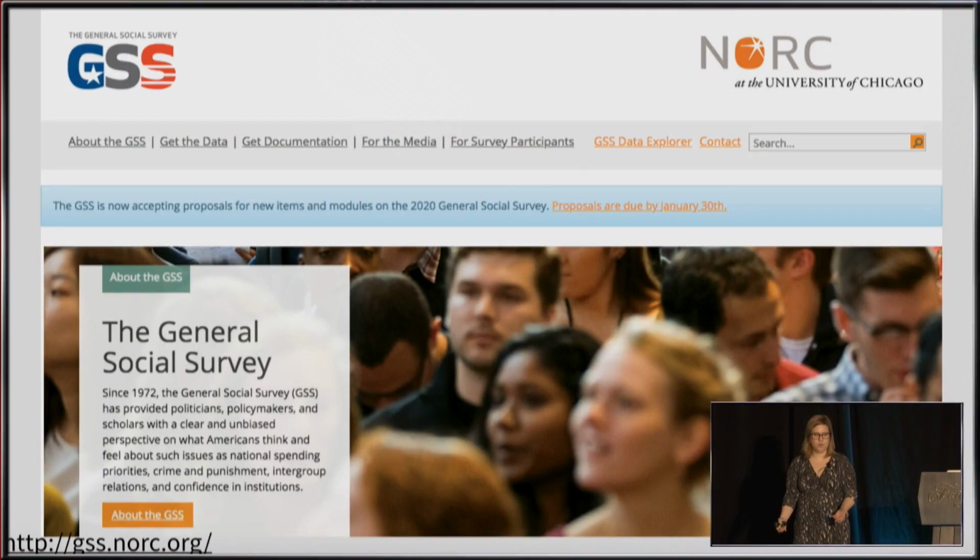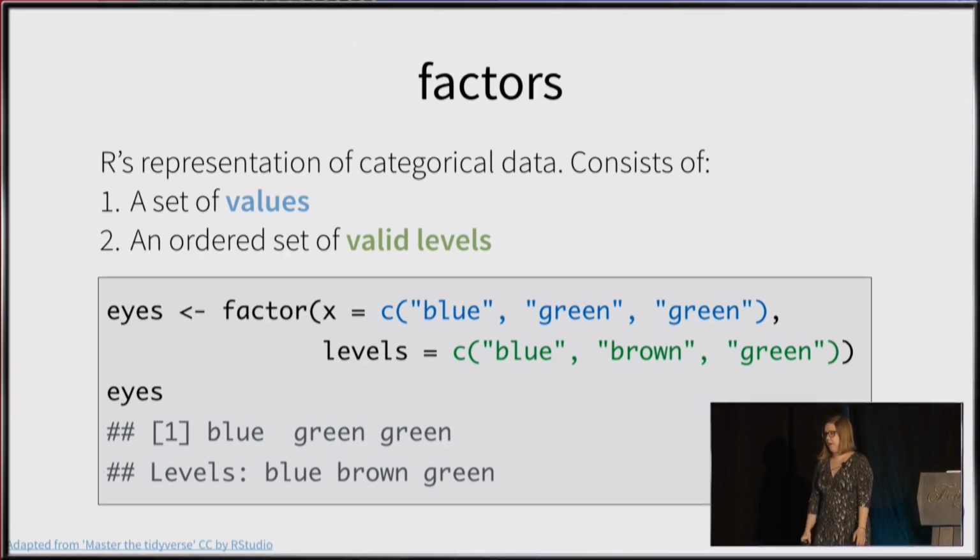So I had a group one year that wanted to use data from the General Social Survey, which is housed at the University of Chicago, which is the survey that's been going on since 1972 to ask questions about Americans about their life. So this is a data set that sociologists love to use, and it's very interesting, but it's filled with categorical variables. If you've been working in R or working with data, you probably know about categorical data.